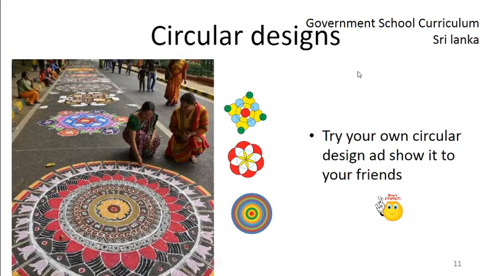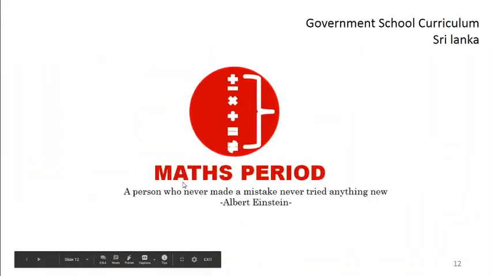Now let's look at circular designs. You have seen these circular designs everywhere, such as in festivals and in religious places, and also in fabrics such as clothing materials. And so you can do your own circular design. Here, look at this picture. I think this is for a Hindu festival. People are decorating that.